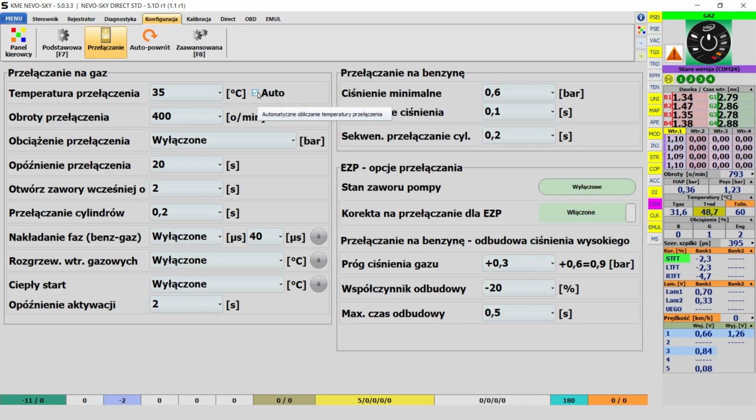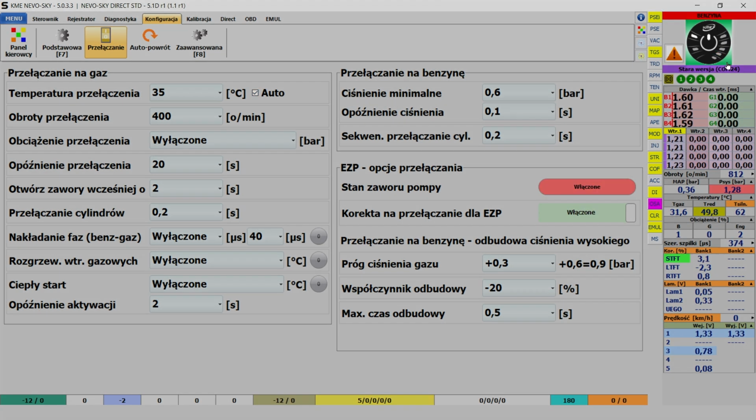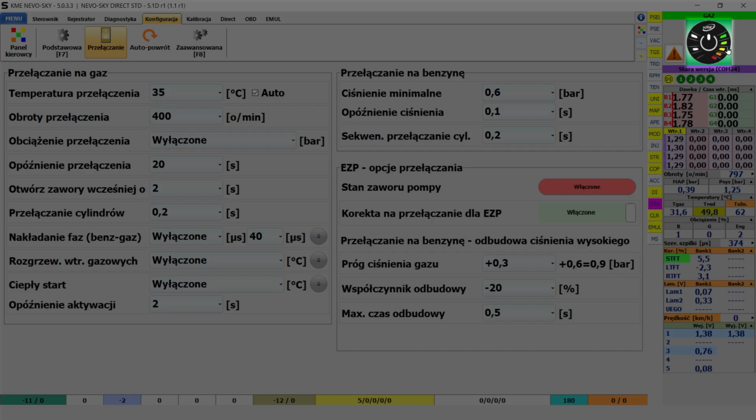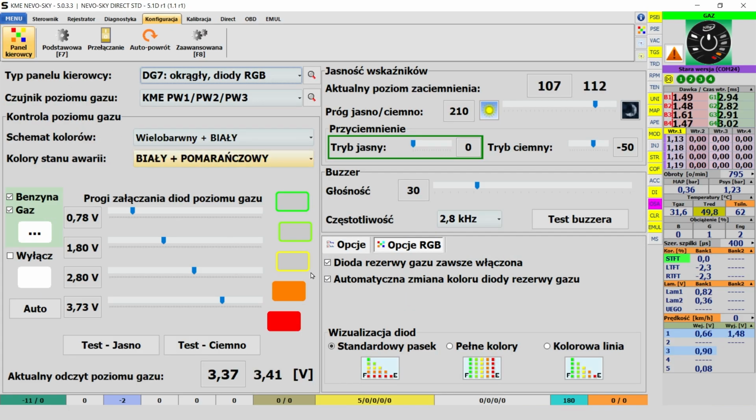Another parameter is the switching RPMs. The system will switch to gas only when the RPM is higher than set. By default, this parameter is set to 400 RPM, so that the system would switch while working on idle. However, there are cases when an attempt to switch at idle speed is associated with unstable work. It is then necessary to set a higher switching RPM.